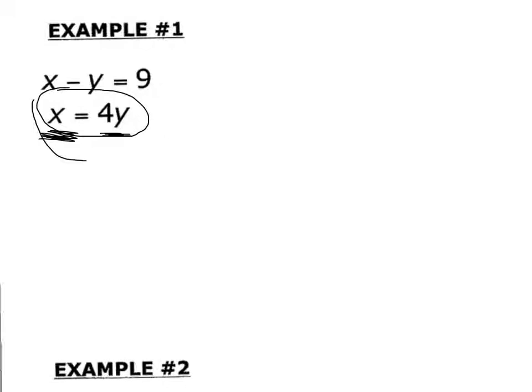So let's rewrite this equation. Step 2 is to plug in to the other equation and solve for one of the variables. We know x is 4y, so we're going to rewrite the top equation as 4y instead of x minus y equals 9. Now our goal is just to solve this equation for y. And if you have 4 y's and you subtract y, you have 3 y's left.